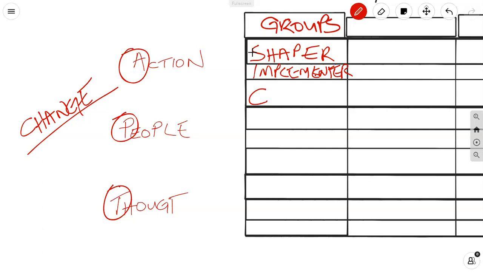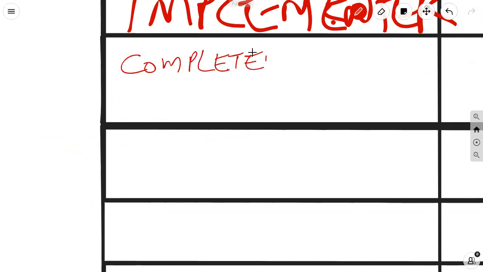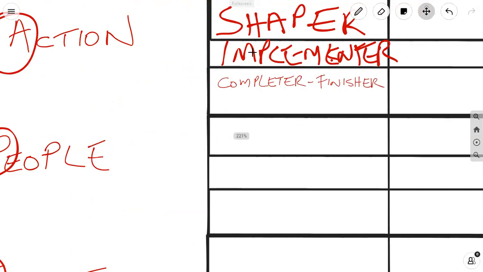Okay, the last one here that we have under the action column, we call this one the completer. Let's make this a bit bigger. The completer. Actually two words. Completer, finisher. See that? Completer, finisher. Now, the completer finishers have a keen eye for detail.